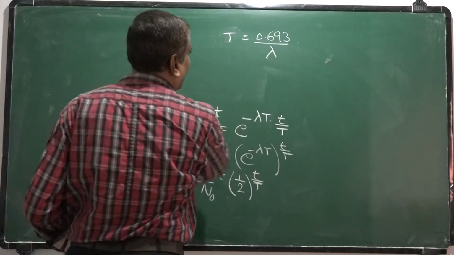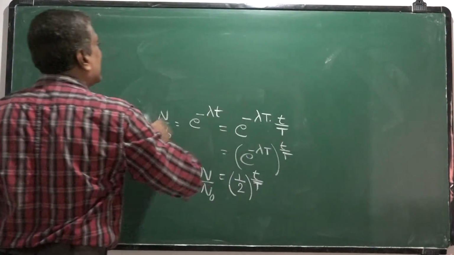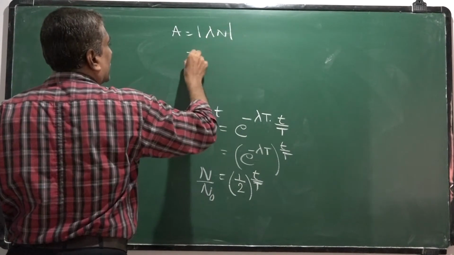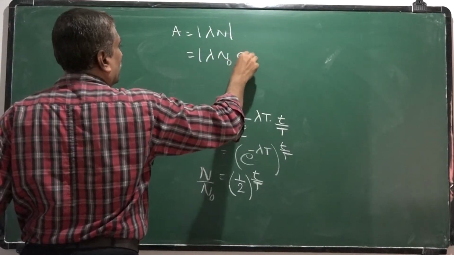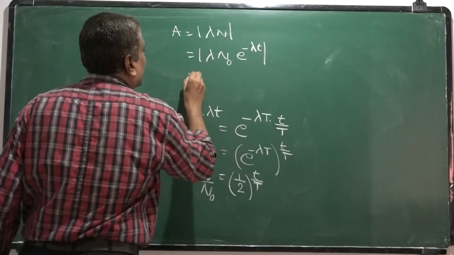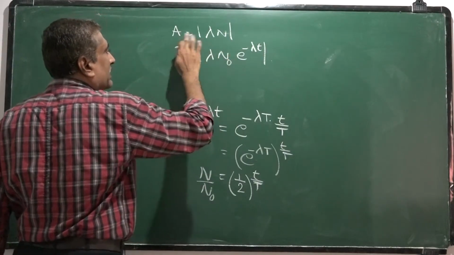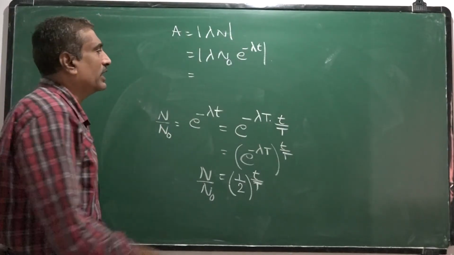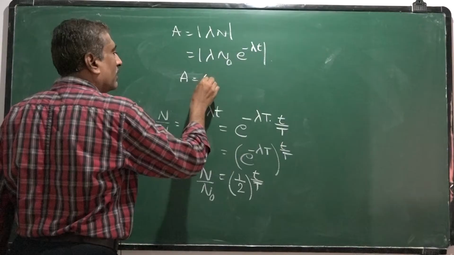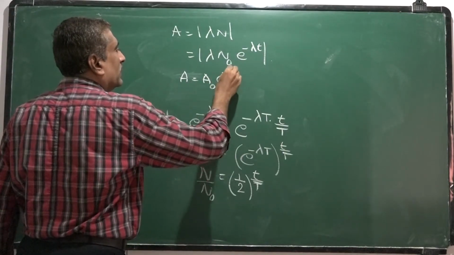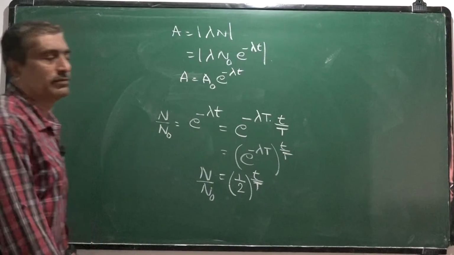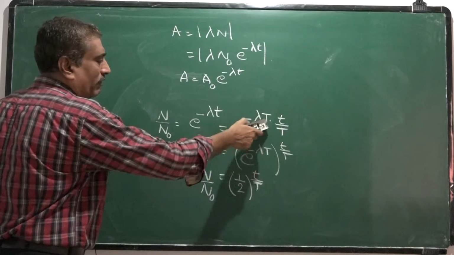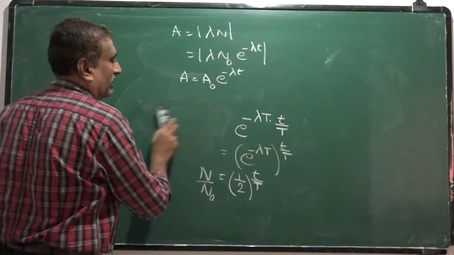Okay, next another one, the activity. So the activity of a material is given by modulus of lambda N, that is lambda N0 e power minus lambda t. If we take the activity as lambda N, this lambda N0 is the initial activity. So activity also can be written as A is equal to A0 e power minus lambda t. Okay. So in this case also we can apply the same relation as this one. So half-life period, everything we can relate in this equation also.